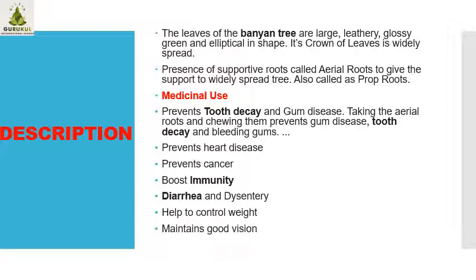Even this banyan tree has some medicinal importance. Now see what all medicinal uses there are of this tree. It prevents toothache or tooth decay, gum diseases. Taking the aerial roots, meaning prop roots, those are additional support of the trees. Chewing them prevents gum diseases, tooth decay and bleeding gums.